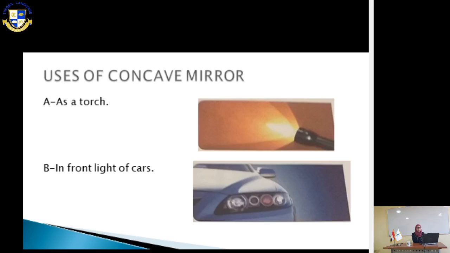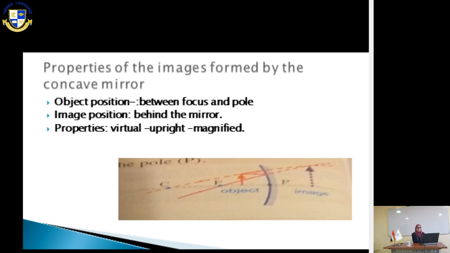Here we have the object between the focus and the pole. So the object position is between focus and the pole, and here we can see the image position behind the mirror. So we can make a light ray fall on the concave mirror, and there is an extension for this light ray, so the image is formed behind the mirror. The properties are virtual, upright, and magnified. Slide number 19.